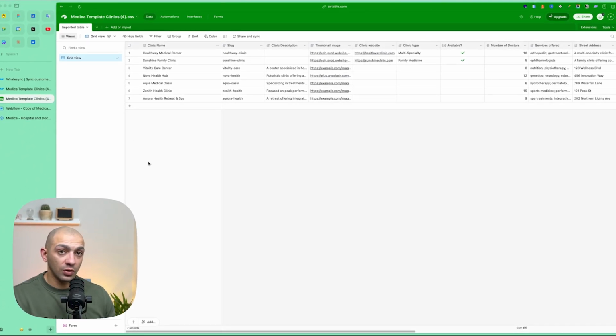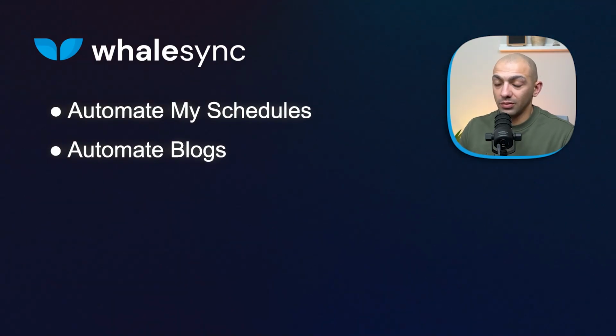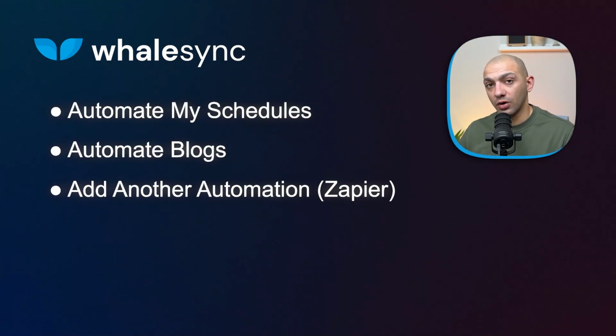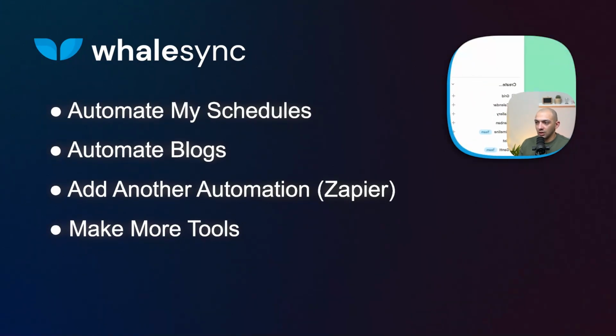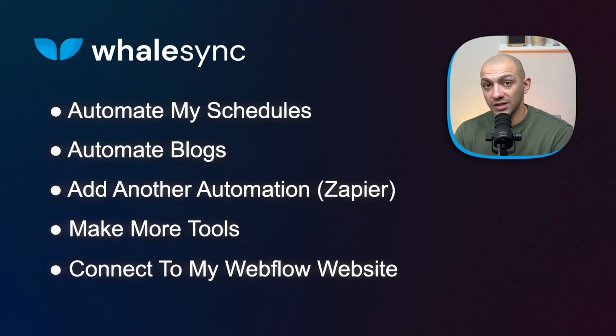Now, there is more to this, and you can have much more use cases using these methods. Say I want to automate my schedules. I want to automate blogs. I want to add another automation, perhaps through Zapier or other tools further down, and make more tools connect to my Webflow website. This is all possible now thanks to Whalesync and the two-way synchronization it allows us to do.